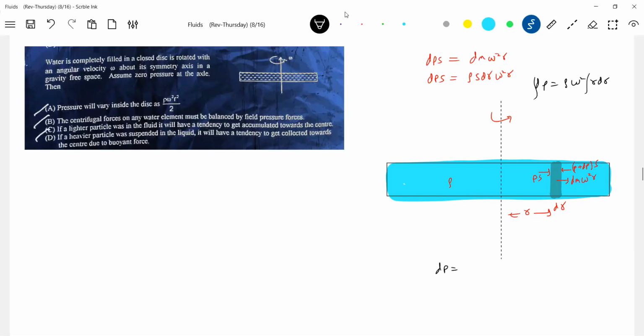Let's integrate this. Okay, fine. The pressure in fact will vary, similar to a gauge pressure here. In the rotating liquid, there's a gauge pressure, just as in a vertical column we have rho gh, no? For rotating liquids, it will be rho omega square. Where will pressure be more, here or here? At the axis or at the edge? Edge. At the edge, pressure will be more.